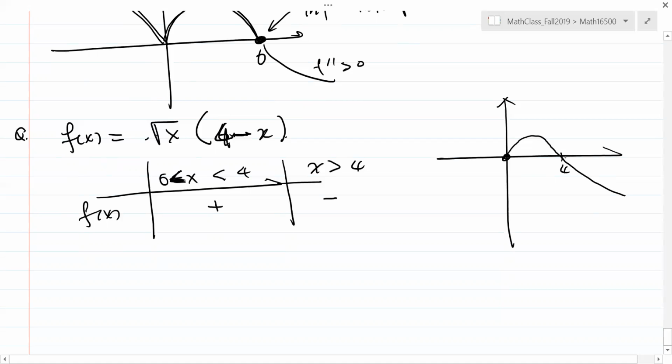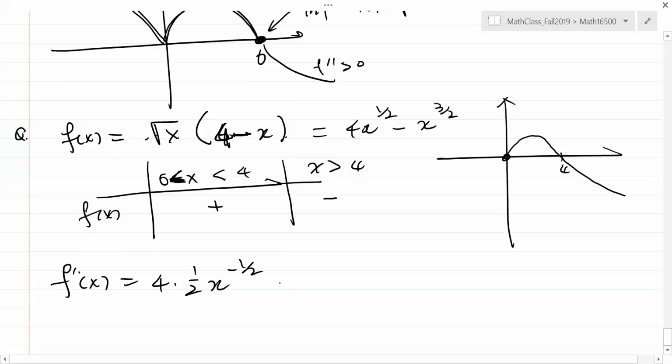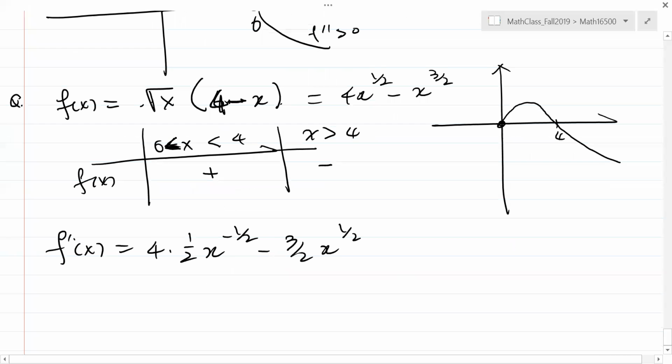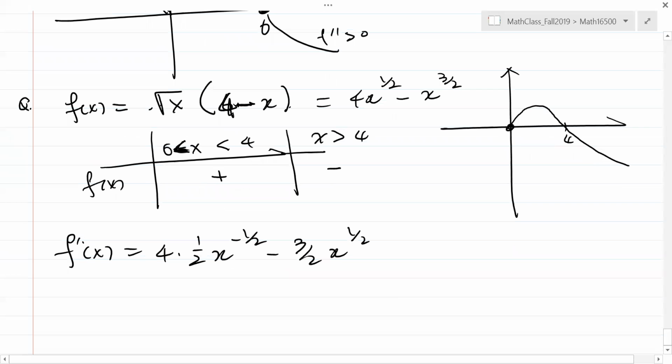So we have to find the first derivative and the second derivative. We already sketched the graph, right? But from the graph you can get some information. For the derivative, I don't want to use the product rule. The function is 4x to the 1/2 minus x to the 3/2, right? So I get 4 times 1/2 x to the negative 1/2 minus 3/2 x to the 1/2. I should be able to get one critical number between 0 and 4.